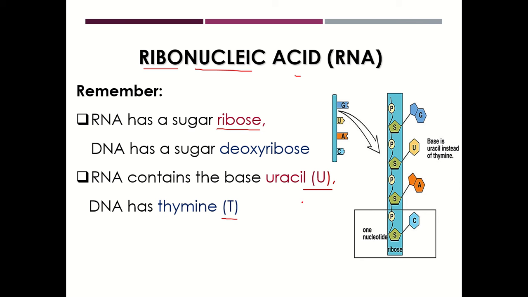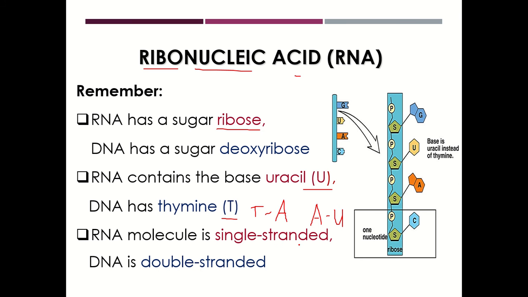So uracil ang papalit, meaning ang partner na, 'di ba sa DNA, ang partner ay thymine, adenine. So kay RNA, magiging partner na ni adenine ay si uracil. Okay? Next, the other one, RNA molecule is single, so meaning single strand siya. Then kay DNA naman ay double strand naman. So that is the difference.